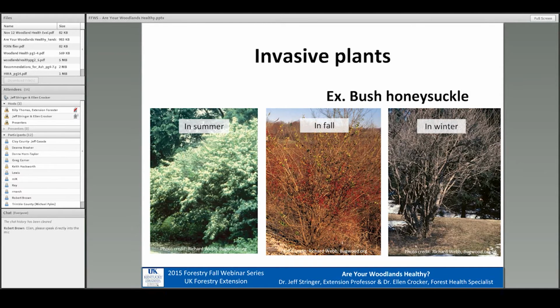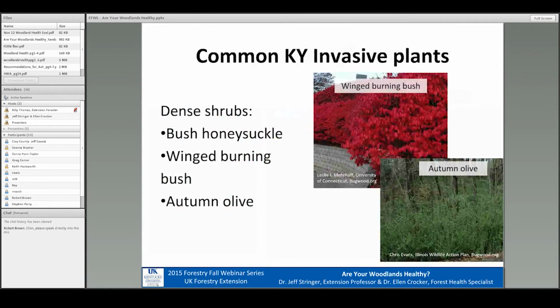So just to run through a few of the invasive plants that are common in Kentucky, you've got a number of different dense shrubs. So in addition to bush honeysuckle, you've got winged burning bush, autumn olive, pictured here. And both of those also produce red berries that birds really like and will spread around. They also, as with the other invasive plant species I'll be talking about, crowd out the natives, prevent regeneration.